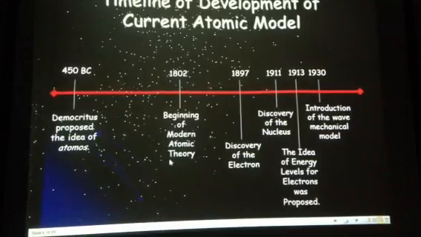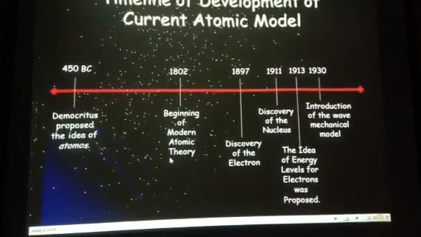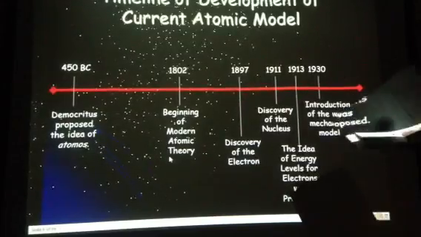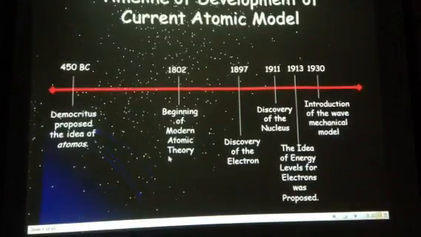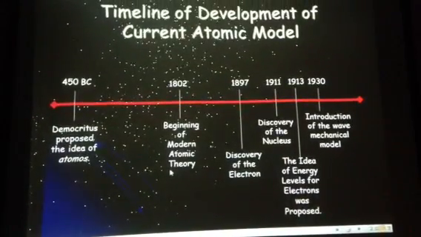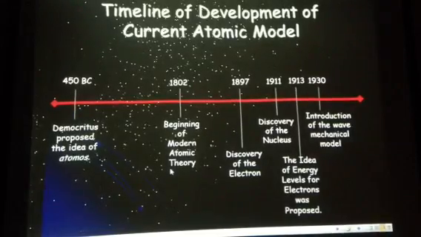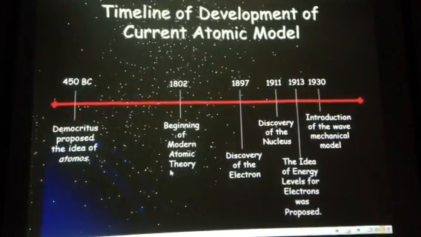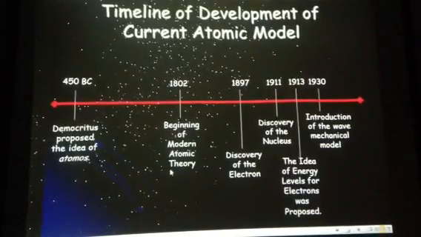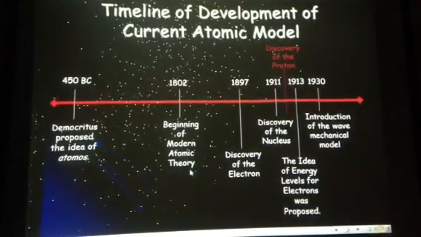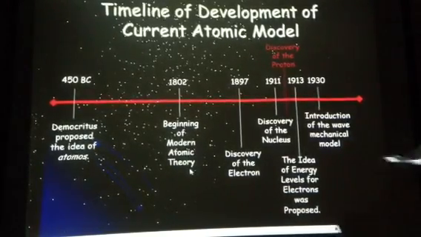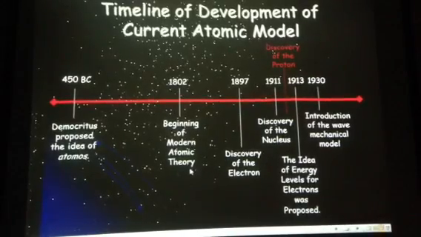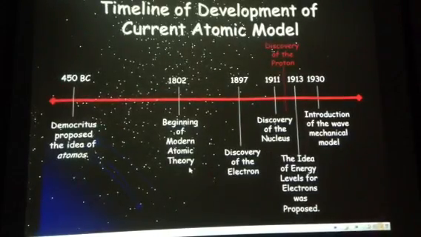This is a timeline of the current atomic model. So, you can see it's kind of structured like the handout that I gave you. 450 BC is the first person who came out with the idea of an atom. His name was Democritus. He proposed the idea that we're all made up of these things called atoms. It took a long time, but around 1802 is when we started discussing the theory of the modern atomic theory. 1897 is the discovery of the electron. We're going to talk more about detail of these discoveries in a second.